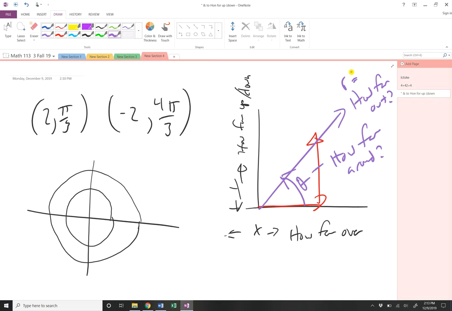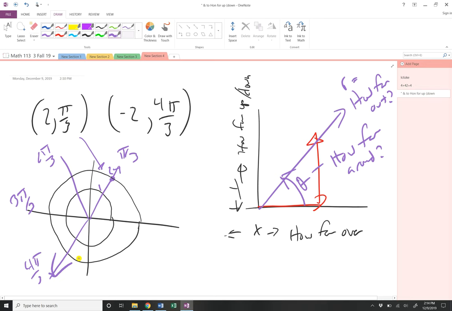So, all right, let's graph these points. 2 comma pi thirds. How far around are we? So here's pi thirds, 60 degrees, right? And how far out? We're out at a radius of 2, so right there. So how about 4 pi thirds? Well, there's 1 pi thirds, 2 pi thirds, 3 pi thirds, 4 pi thirds. There's 4 pi thirds. How far out are we? Negative 2. But we're facing in this direction. What do I do with a negative 2? I go backwards. So where do I end up? The same spot.